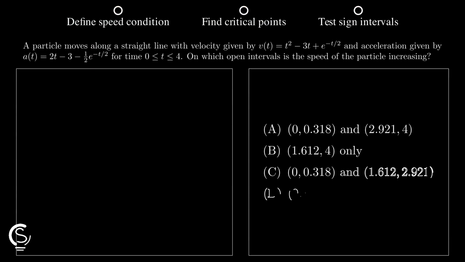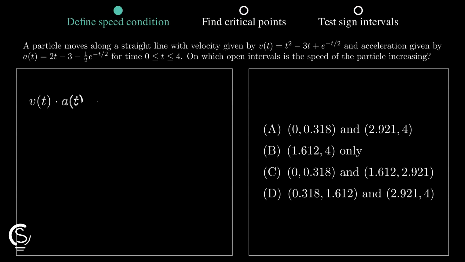Speed increases when velocity and acceleration share the same sign. This means their product must be positive. We need to find where v of t times a of t is positive.